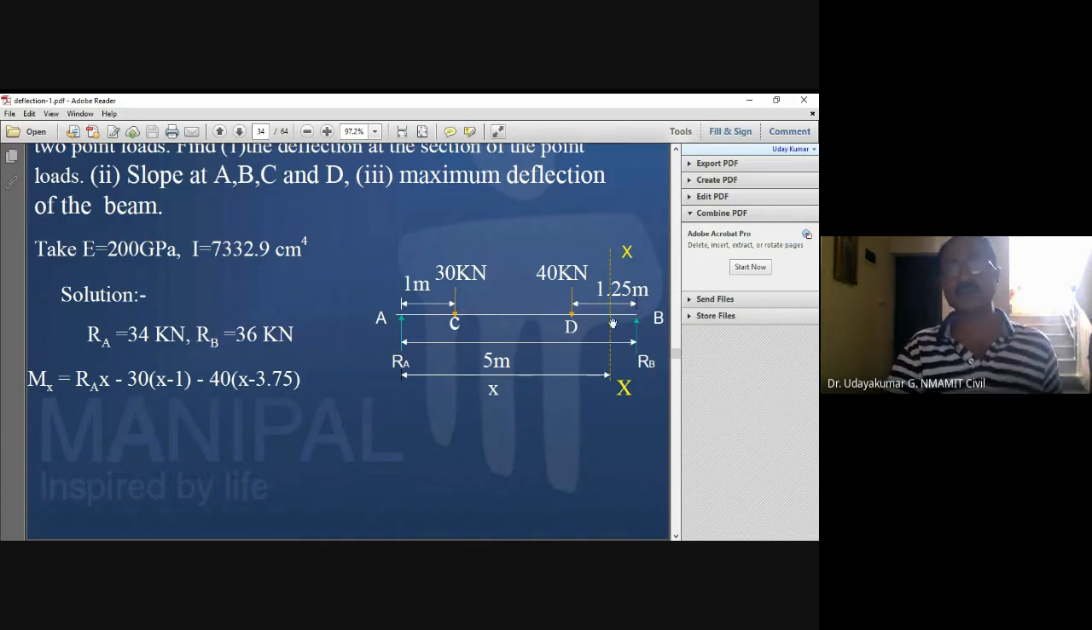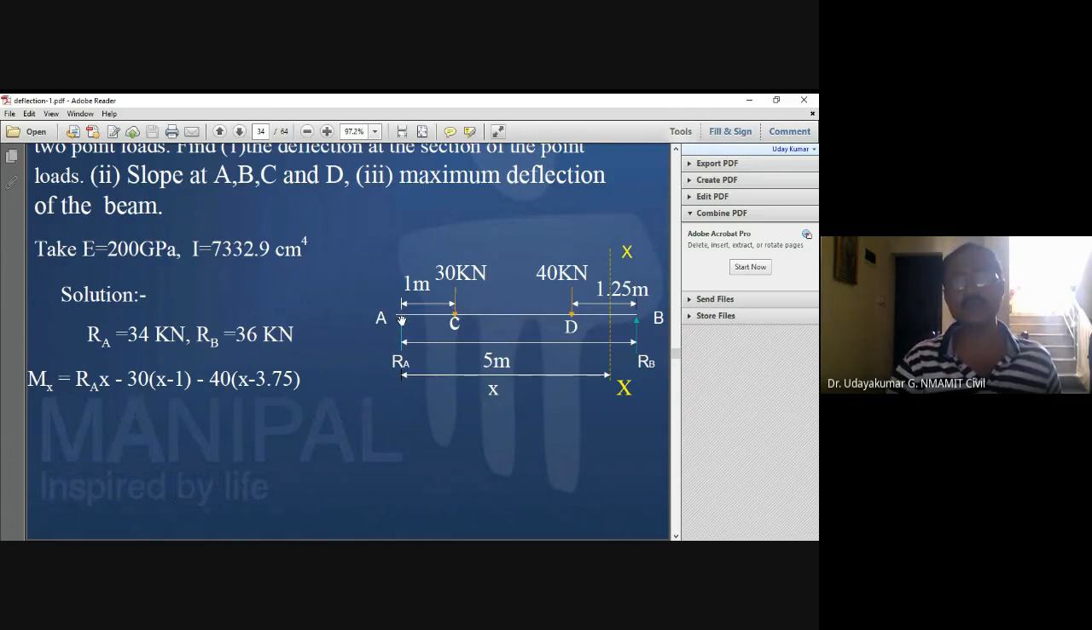Suppose it is the simply supported beam. Get the reaction first, RA and RB. Taking moment about A and B separately, you can get RA and RB. RA plus RB should be equal to 70. So 34 plus 36 is 70.